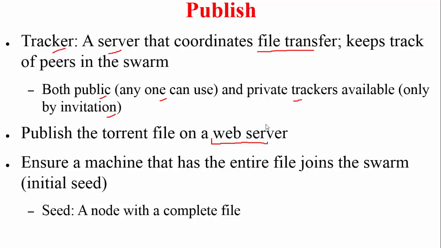We'll see that shortly. And not just this, apart from publishing the torrent file on a web server, you also have to ensure that there is a machine that has the entire file that joins the swarm, because there should be someone within the swarm that has the entire file. So you need to ensure that there is an initial seed. The terminology is, seed is someone with the complete file. So to summarize, publish: create a torrent, somehow get it up there on the internet. Not just this, ensure that there is a seed that joins the swarm to begin with.